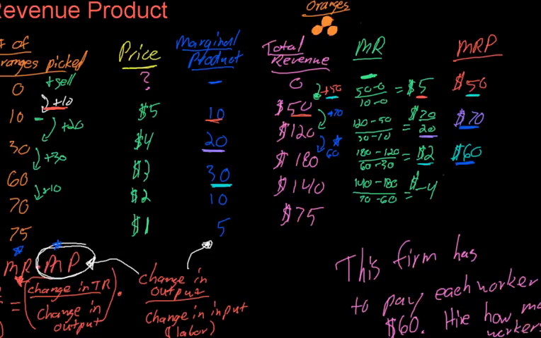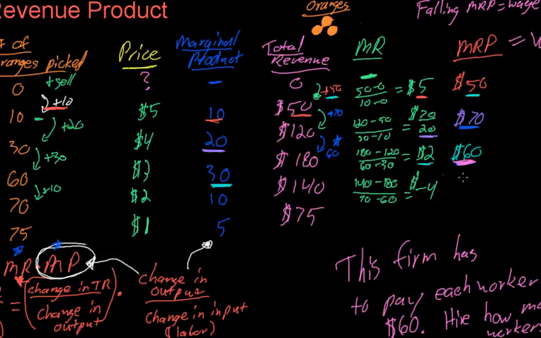So this firm is going to hire up until the marginal revenue product is equal to the wage rate. So the marginal revenue product is equal to the wage rate at 60. And there are some caveats here. Normally marginal revenue product has to be going down. So the formal definition is where falling marginal revenue product is equal to the wage rate.